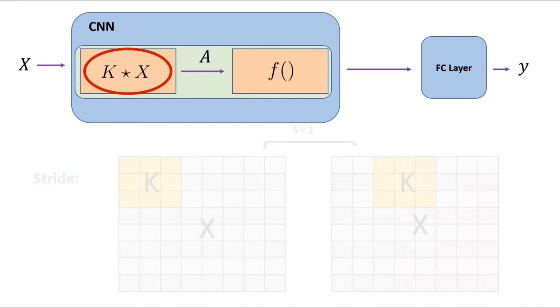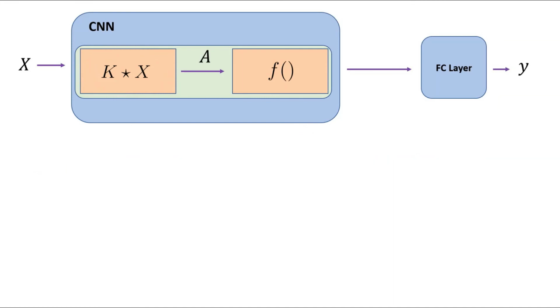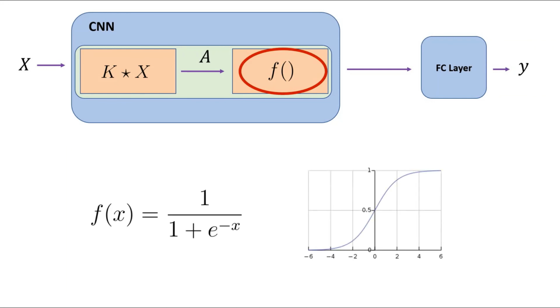Okay, so let's talk about the nonlinear function f. This is known as an activation function, which comes in several different flavors. One common example is the sigmoid function, as shown here. So that's pretty much it for CNNs. In order to get multi-layered CNNs, the blue CNN box can be stacked on top of one another multiple times.